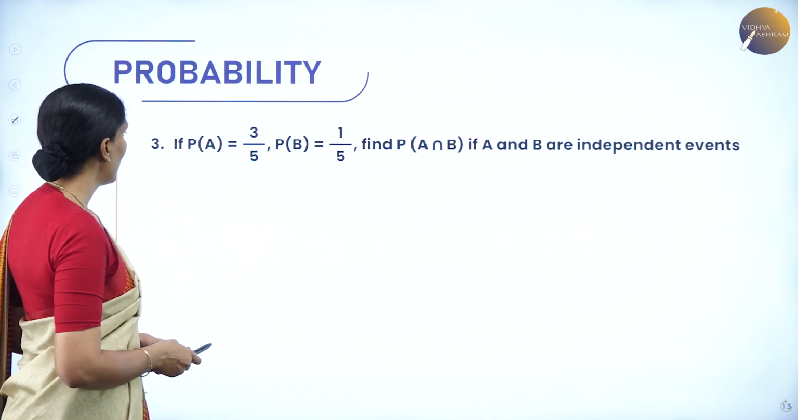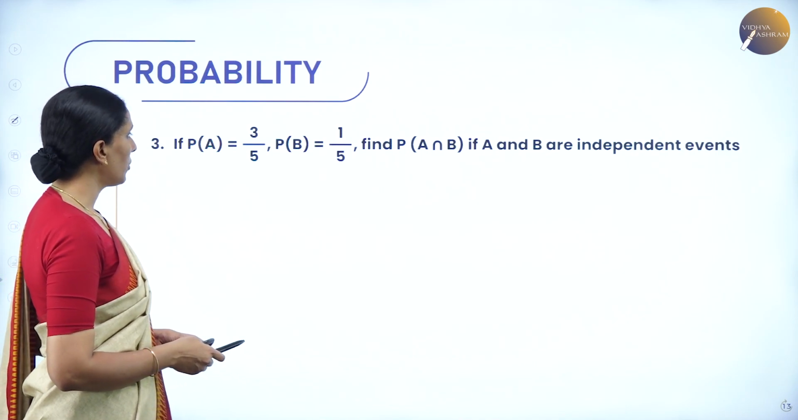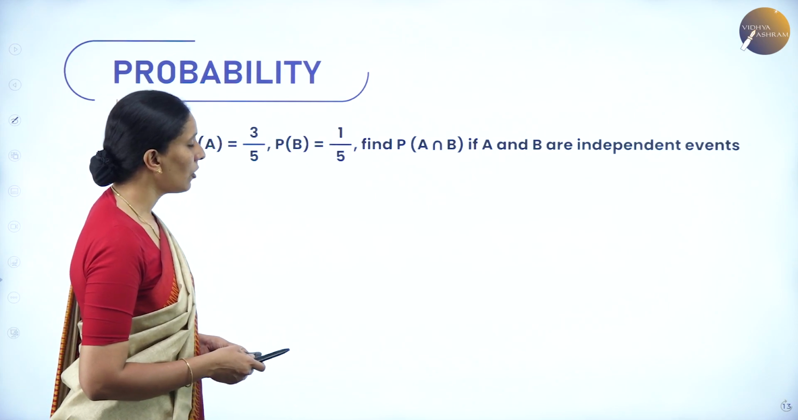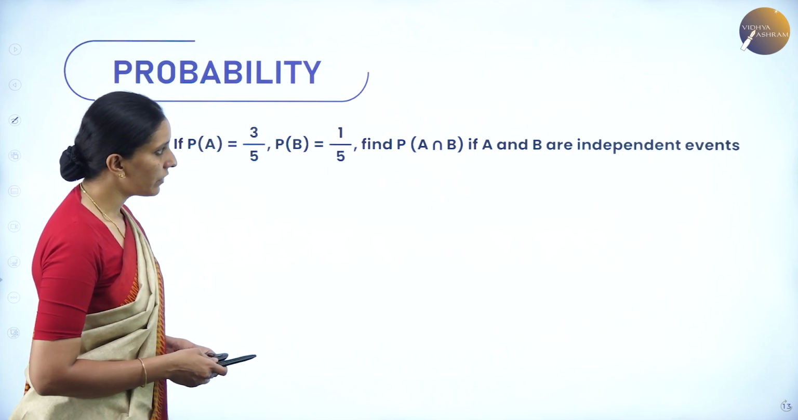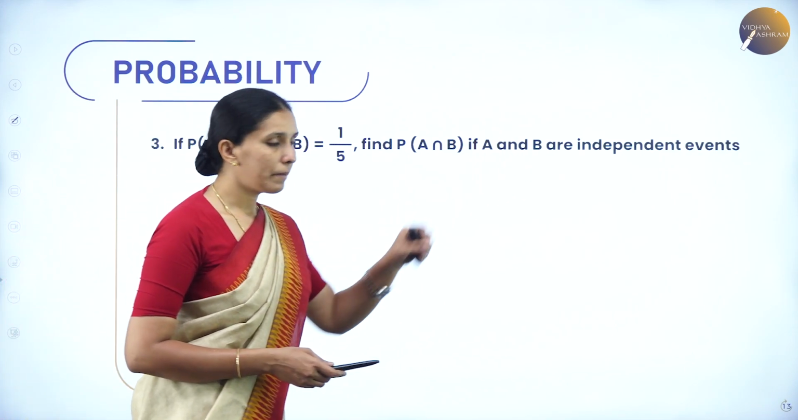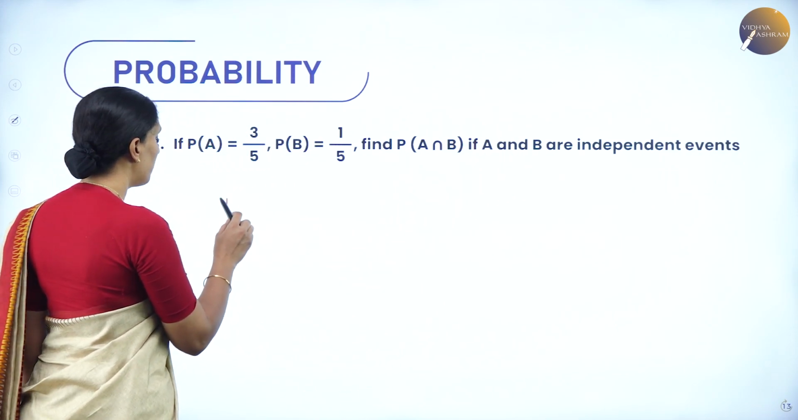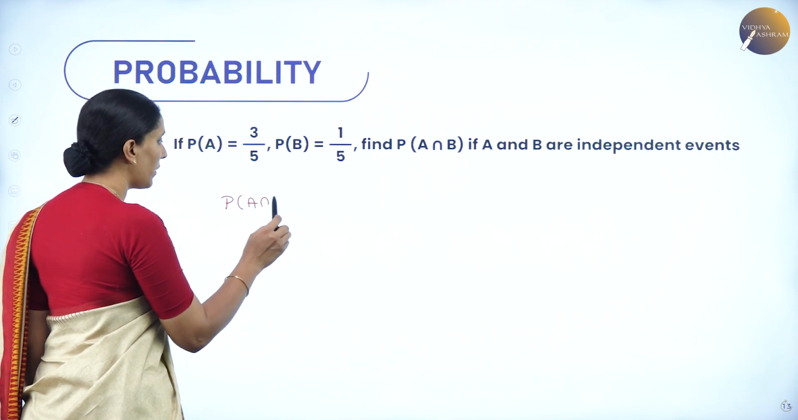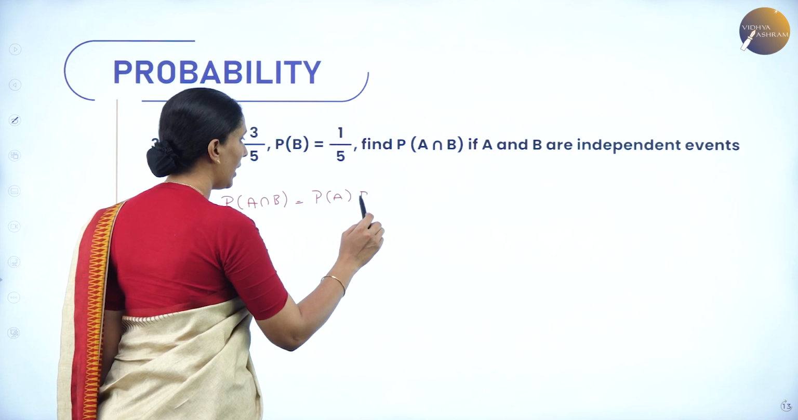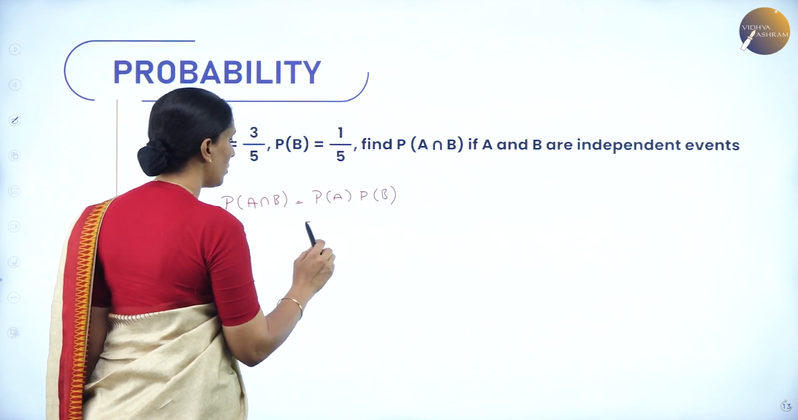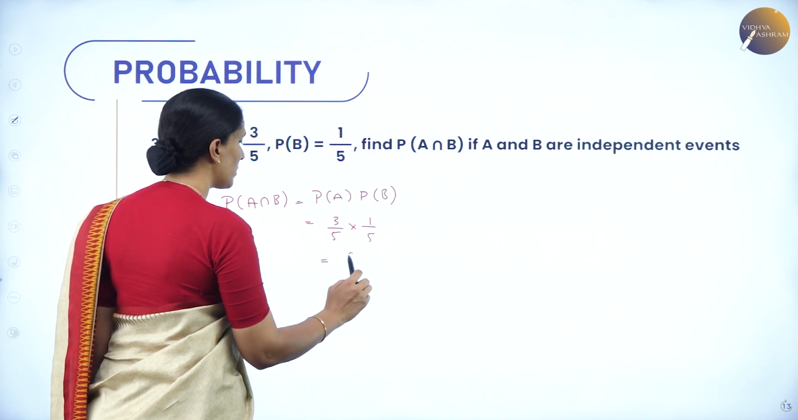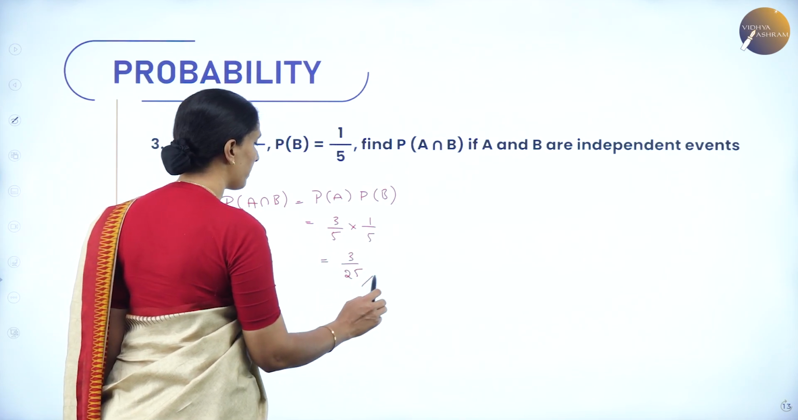Now let's take problems. If P of A is equal to 3 by 5, P of B is equal to 1 by 5. Find P of A intersection B if A and B are independent events. Clearly they have given independent events. So therefore, probability of A intersection B is the product of probability of A and probability of B. So therefore it is 3 by 5 into 1 by 5, which is equal to 3 by 25.